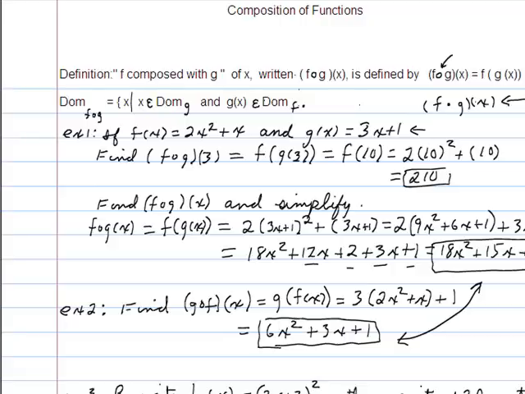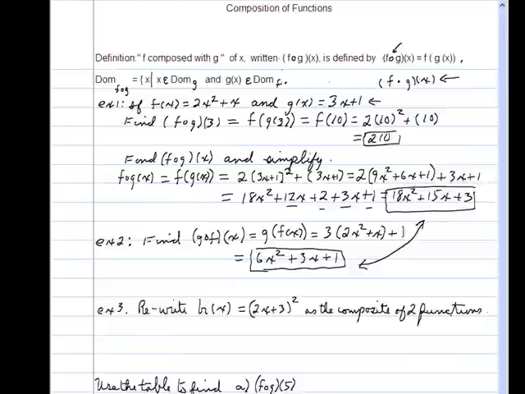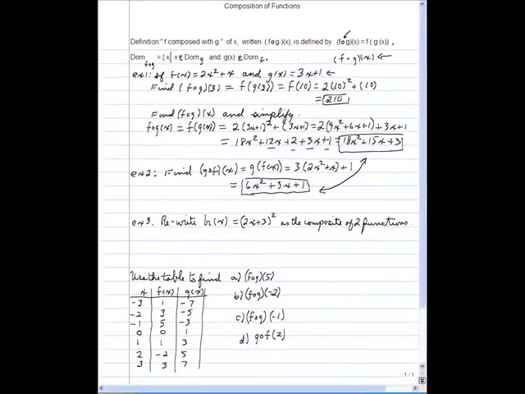It says rewrite the function h of x equals (2x plus 3) squared as the composite of two functions. Well, that 2x plus 3 looks like a straight line function to me, and then here's a squaring function. So those are the two functions I'm going to use. If I was evaluating this, I'd do the 2x plus 3 on the inside and the square on the outside. So I'm going to do it like this.